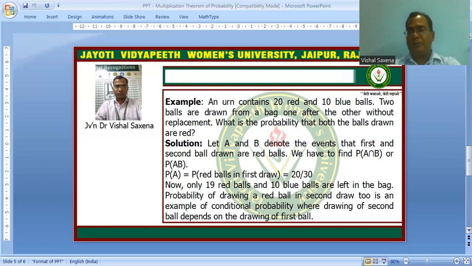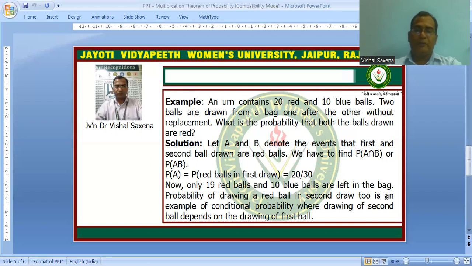So now we see how we can solve this question. For this, we have to make some statements. Let A and B denote the events that the first and the second ball drawn are red balls. Because in this question, what is required? What is the probability that both the balls drawn are red? So in this question, both balls should be red. Therefore, first we define the event A as the first ball drawn being red, and the event B as the second ball drawn being red.